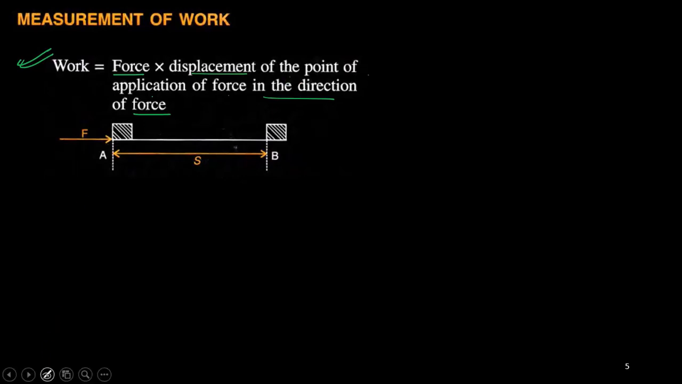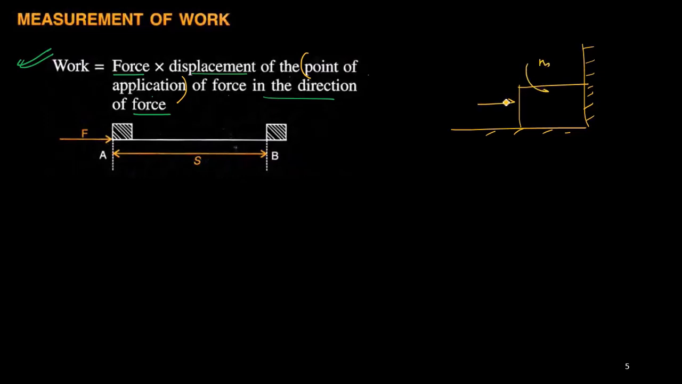Now one of the keywords regarding this is the point of application. So the displacement of the point of application has to be considered. Let us consider one situation where let us say this is a wall. At the corner position of the wall, you are putting a block of mass, let us say M. Now you are applying a force. So I can say the block is not being moved. So what is the work done by the force? It is equal to 0 because the block is being supported by the wall.